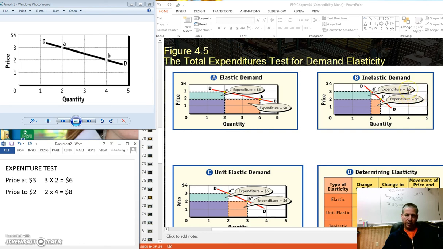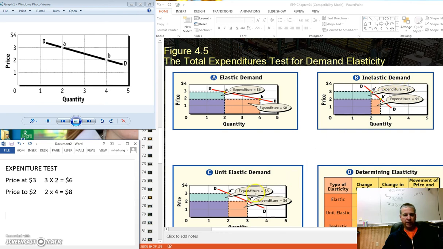And notice that expenditures did not go up. In fact, they went down, which means that people did not respond to this price change. All that happened is that we made less money. The number of people buying this item didn't respond to this price change in a significant manner, resulting in a loss of $1 in this example. Therefore, it's an inelastic demand.